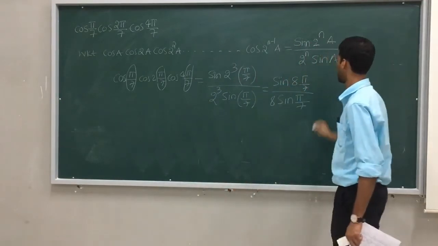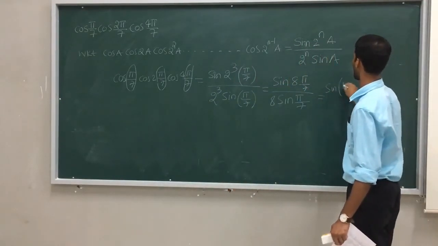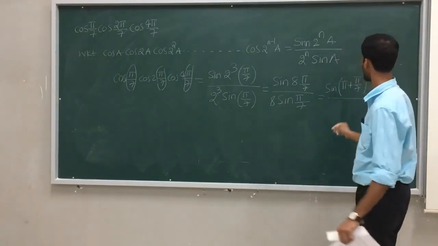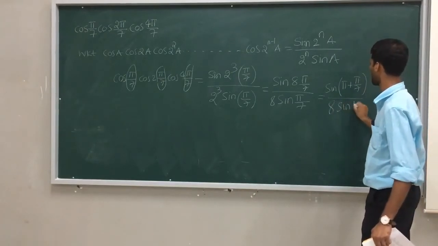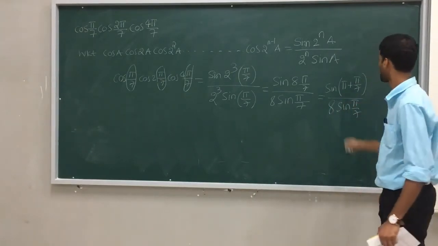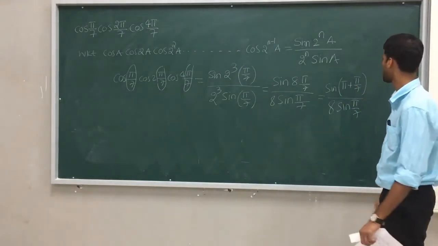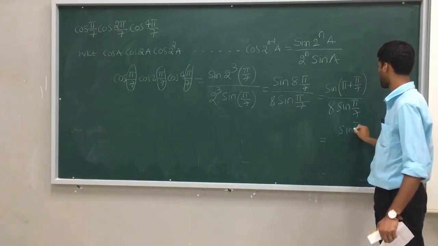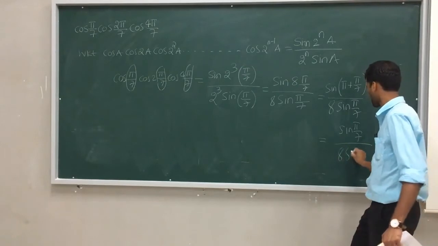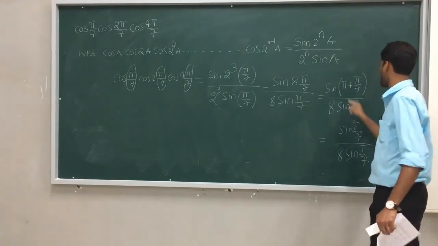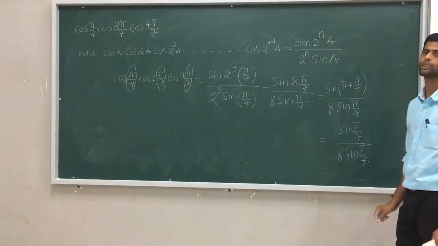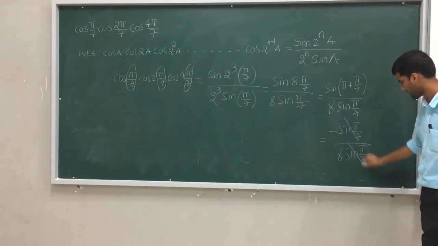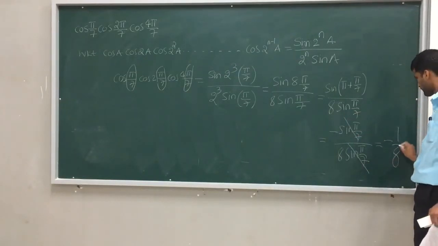Now we write this as sin of pi plus pi by 7, upon 8 times sin pi by 7. So 180 plus theta means it is 2 times 90 plus theta, the third quadrant according to the ASTC rule. The sign is negative, but the numerator sin pi by 7 and denominator sin pi by 7 cancel. The answer is minus 1 by 8.